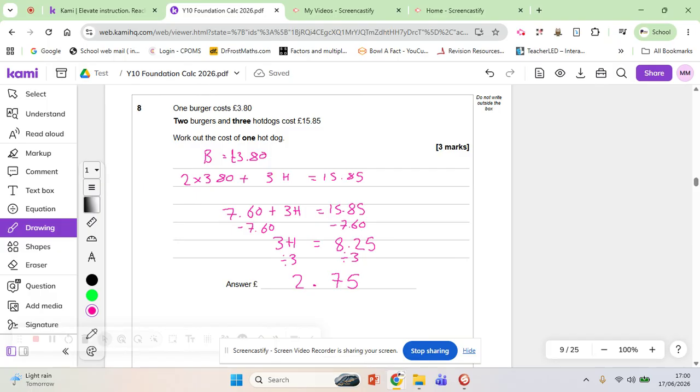We can always check our working. 3 times 2.75 and add on our 2 times 3.80, and we should get back to our final answer. So I'm just going to check that. 2.75 times by 3, add on £3.80 times by 2, press equals, and I get £15.85. So I know that I've got that correct.